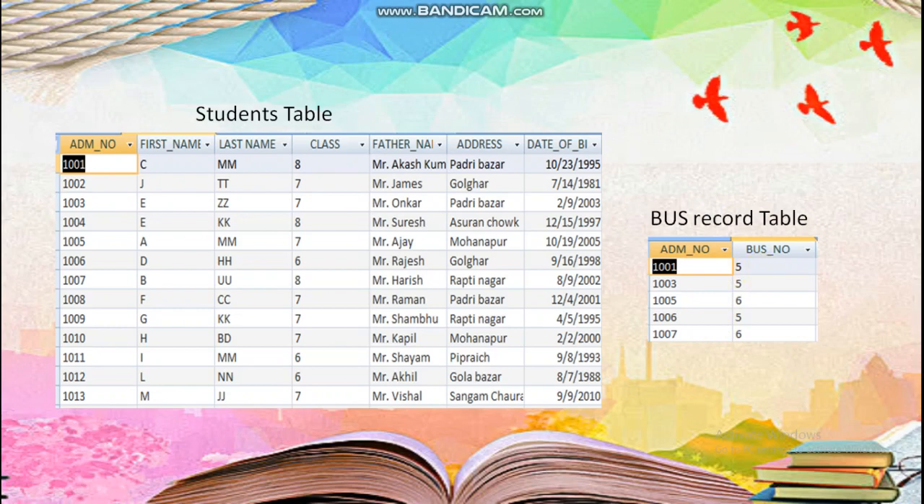Now in spite of keeping these two types of data together, I distributed them into two different tables. But in both the tables, I made a common field, that is the admission number. Admission number is there in the primary table, that is the students table, and it is again there in the related table, that is the secondary table.